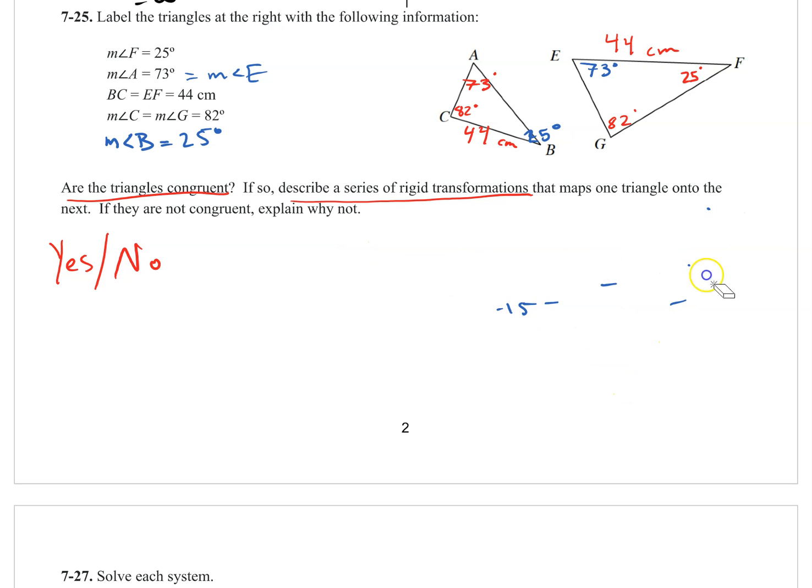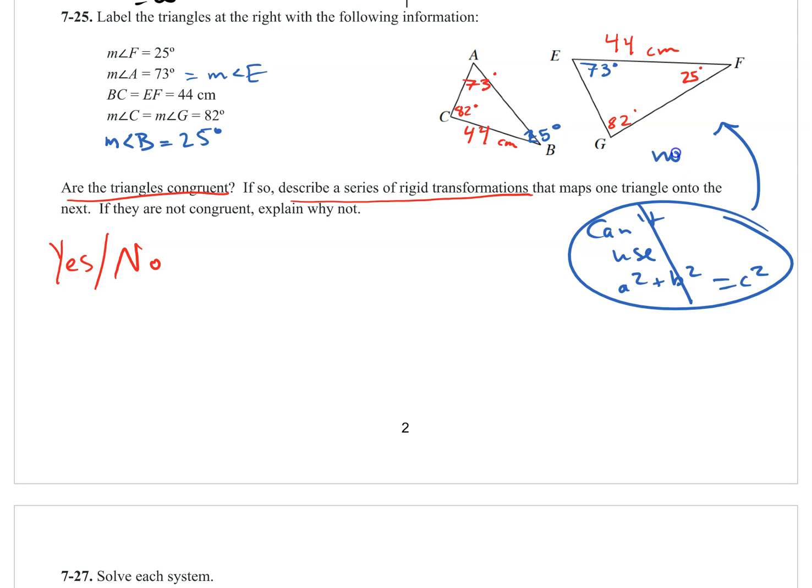Now, are they congruent? We can't use a squared plus b squared equals c squared. That's out because this is not a right triangle. There's no 90-degree angle. So if you notice, 44 centimeters is in between the 73 and 25. For the other triangle, it's in between the 82 and 25, so they don't match. They are not congruent.